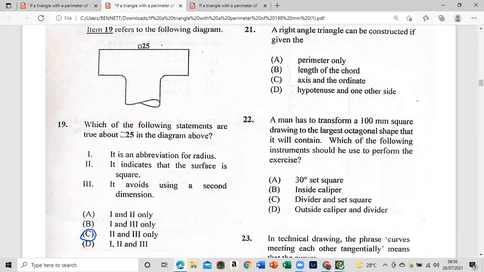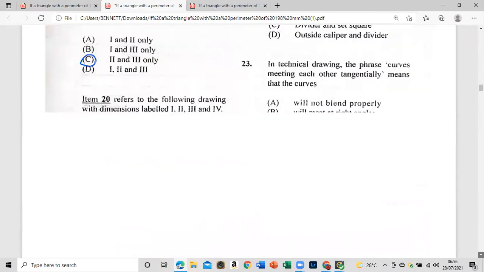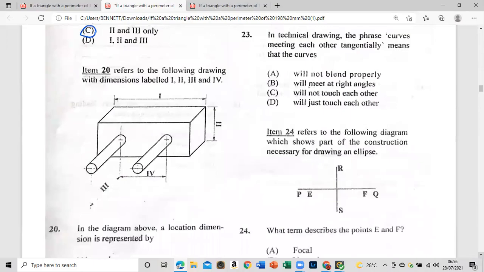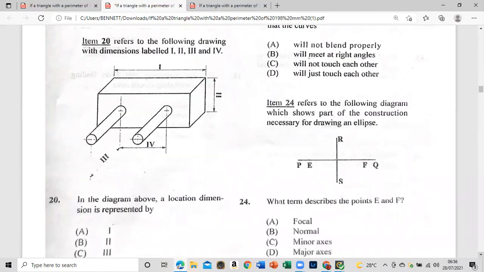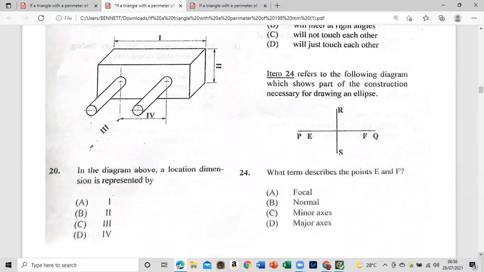Alright, 19. Let's move on to 20 now. Item 20 refers to the following drawing with dimensions labeled 1, 2, 3, and 4. In the diagram above, a location dimension is represented by, is it 1, 2, 3, or 4? And that is 4.